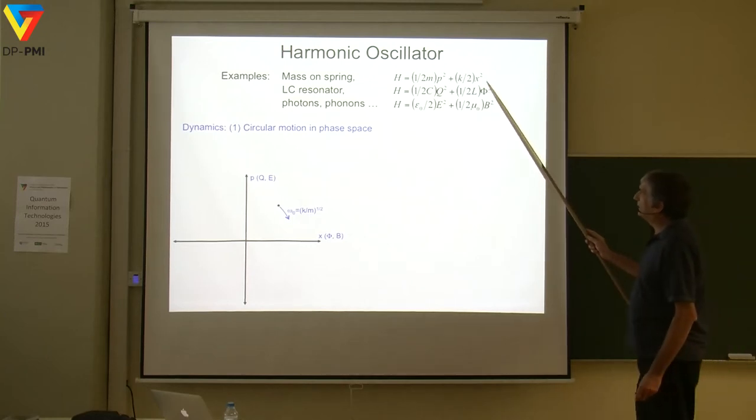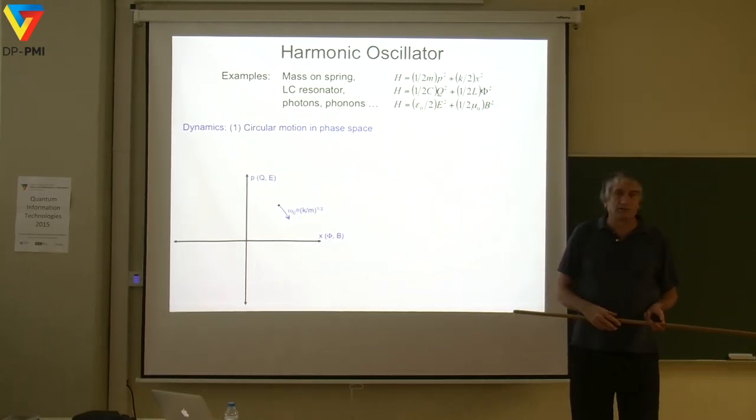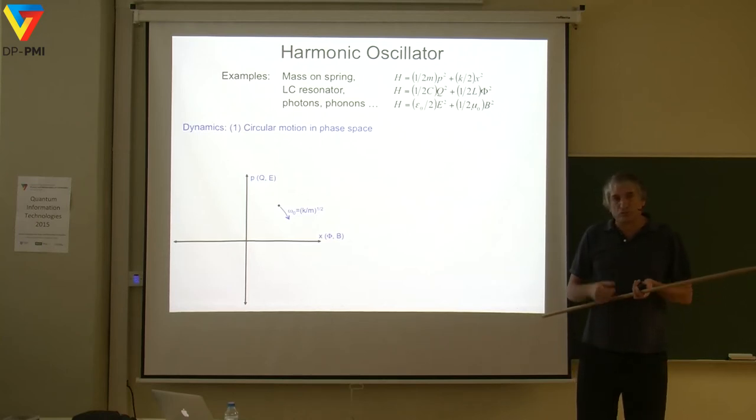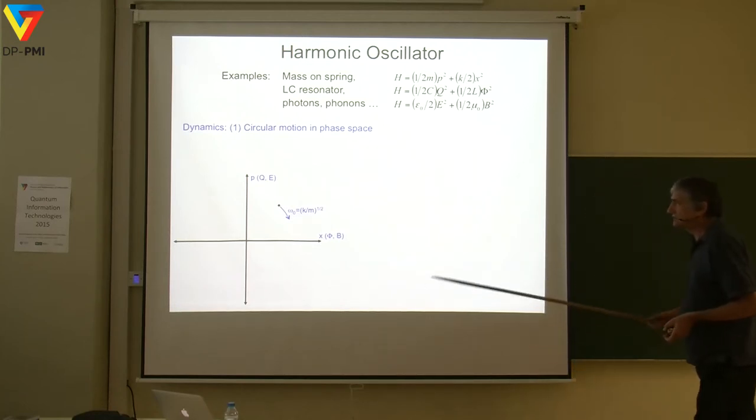These quadratic forms of the Hamiltonian give you what we call a linear system. So if you drive the system twice as hard, then the amplitude gets twice as big. The response is linear in that sense.